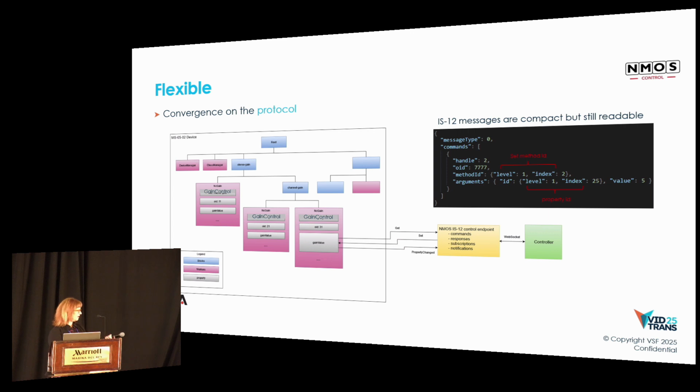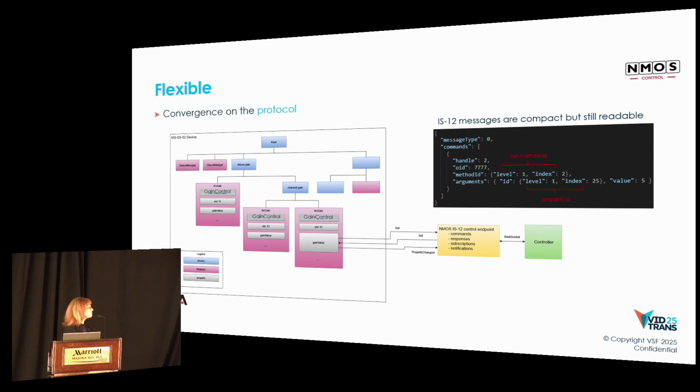So, this diagram shows the device model example, starting with the root block and continuing with other branches of models exposing different areas of functionality inside a device. The IS-12 protocol generically wraps around these MS-05 models. That means once we implement IS-12, exposing new models by vendors is done with ease. It doesn't require further work at the protocol level.